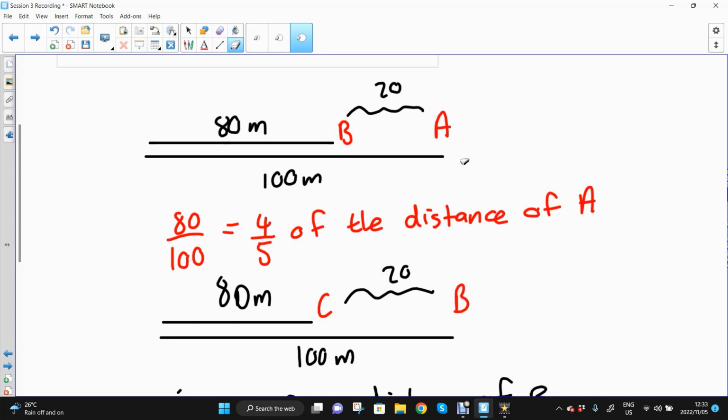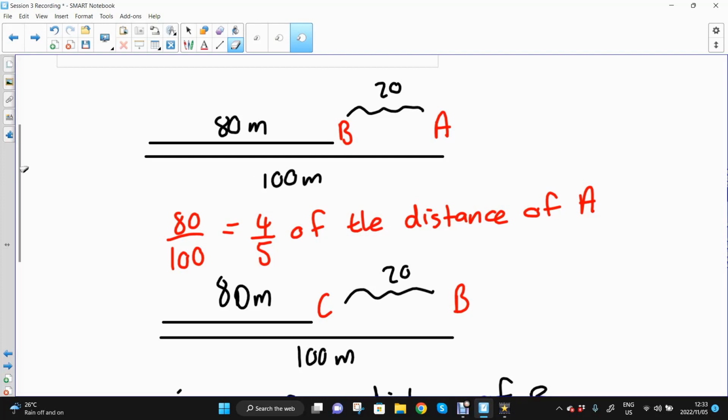So we know by looking at that, if I take the amount of meters that B traveled and the amount of meters that A traveled, I can figure out the fraction of the distance that B has traveled compared to A. So 80 divided by 100 gives us 4 over 5. So 4/5 of the distance of A was covered by B.